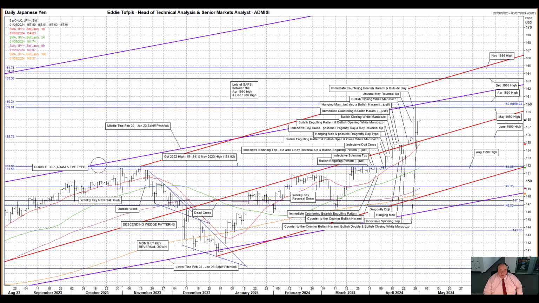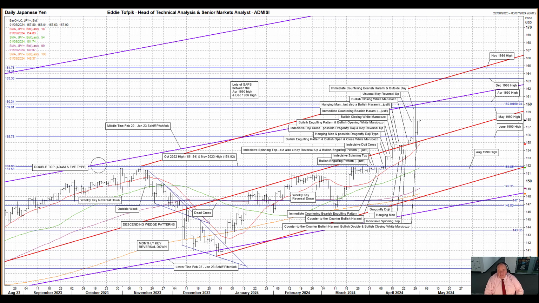US dollar against the Japanese yen. Accounts combined bullish harami, bullish double, and bullish closing white Marubozu yesterday, after the previous session's exaggerated range of about 3.5% of the US dollar Japanese yen value, that only ended up with an immediate countering bearish harami and outside day.